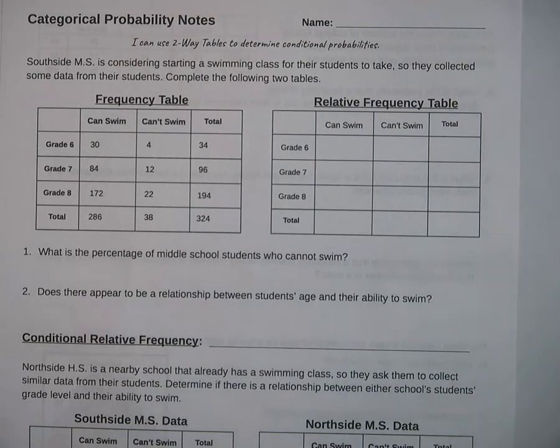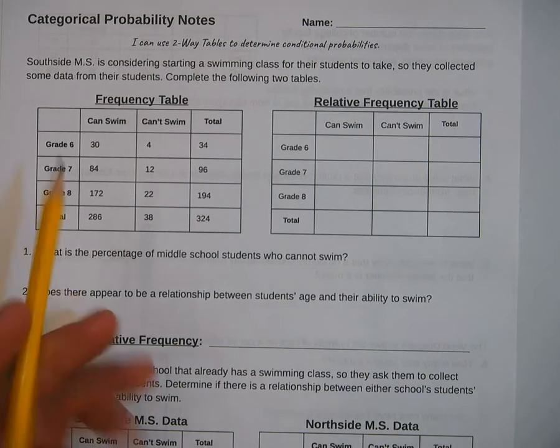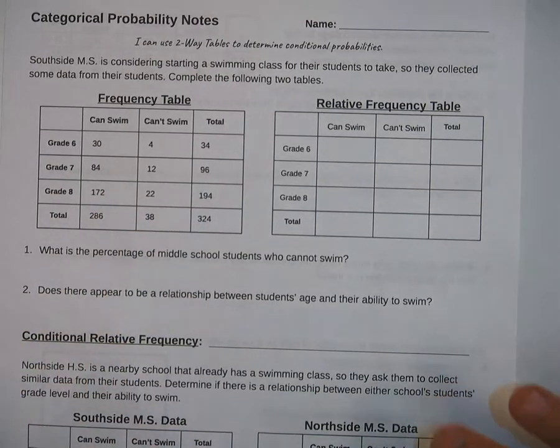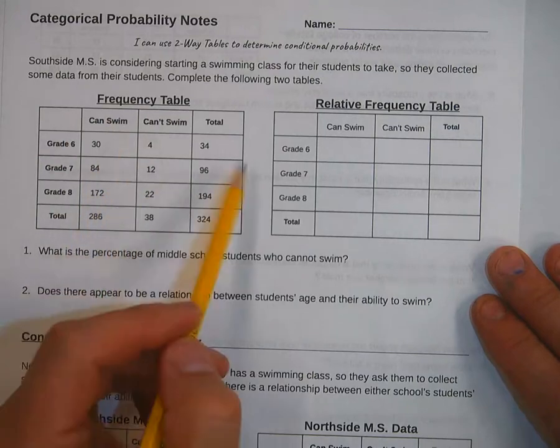Hello, everybody. Welcome to the big topic for the chapter, categorical probability. Right off the bat, we're going to be looking at two-way tables, primarily all the way through this topic. Frequency tables are the simplest form of a two-way table.